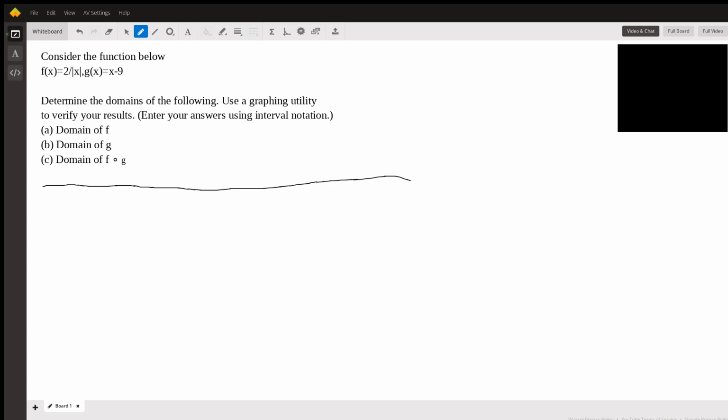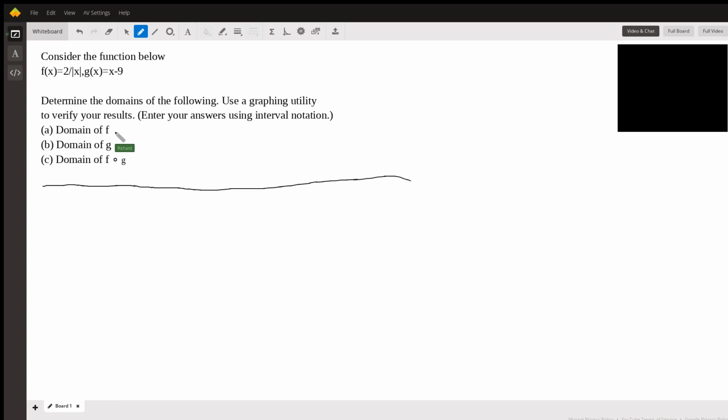The student has indicated this is a question from calculus, but really this is an Algebra 2 question, and we're just going to run through this. They want the domain of f of x, g of x, and also f of g of x, which is the composite. And we'll run through each one of those.